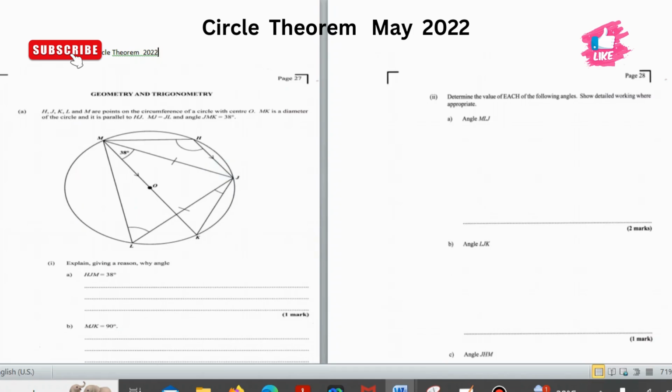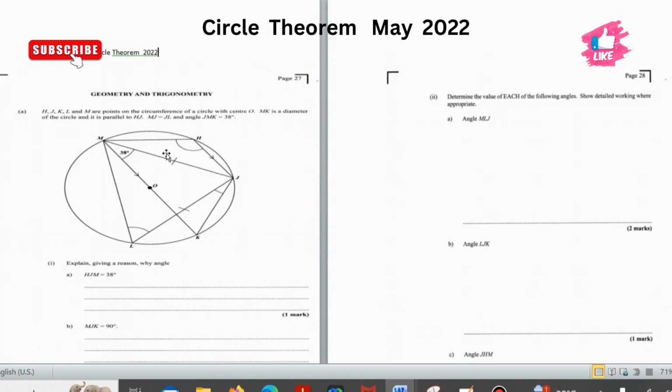In today's video, we'll be looking at a circle theorem question from May 2022. It says A, J, K, L, and M are points on the circumference of a circle with center O. MK is a diameter of the circle and parallel to HJ. MJ is equal to JL and angle JMK is equal to 38 degrees. Explain, giving a reason, why angle HJM is equal to 38 degrees.